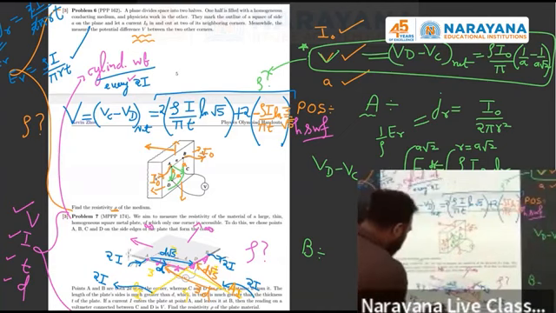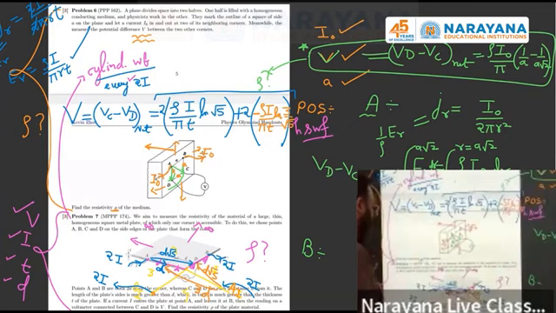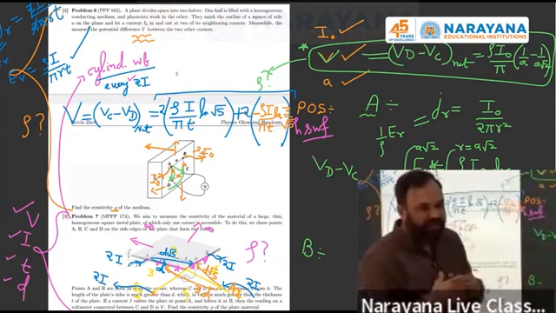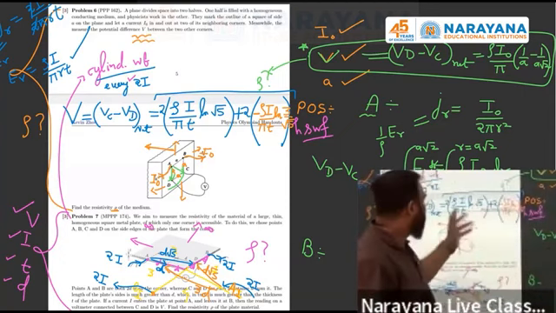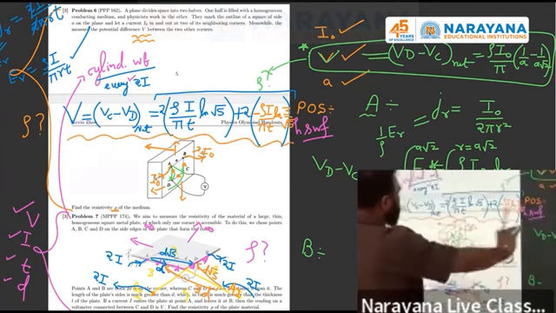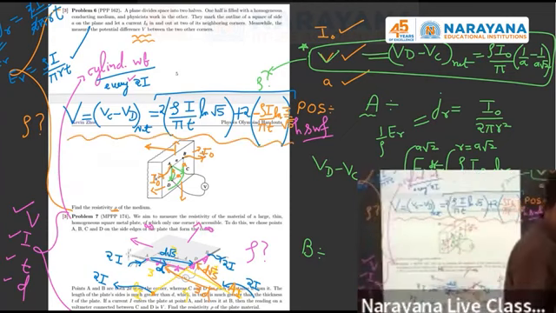If you look into the effect of BI at C and D, current is coming in, so B will be at higher potential and C will be at lower potential. So VC minus VD will be negative. Same thing. Now you are ready with your solution. Just use log properties and separate rho, you'll get your answer.